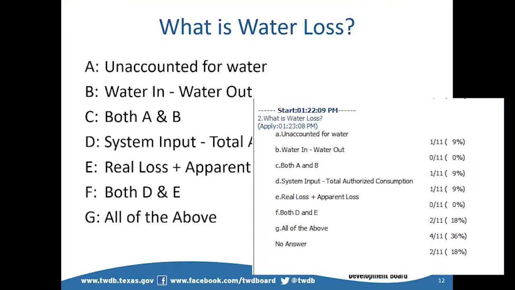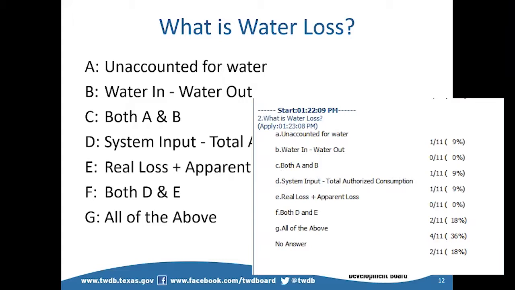All right, I got the responses back now. It looks like a majority chose all of the above. One chose unaccounted for water. One chose both A and B. One chose system input minus total authorized. The most popular answer I receive at my workshops is all of the above.